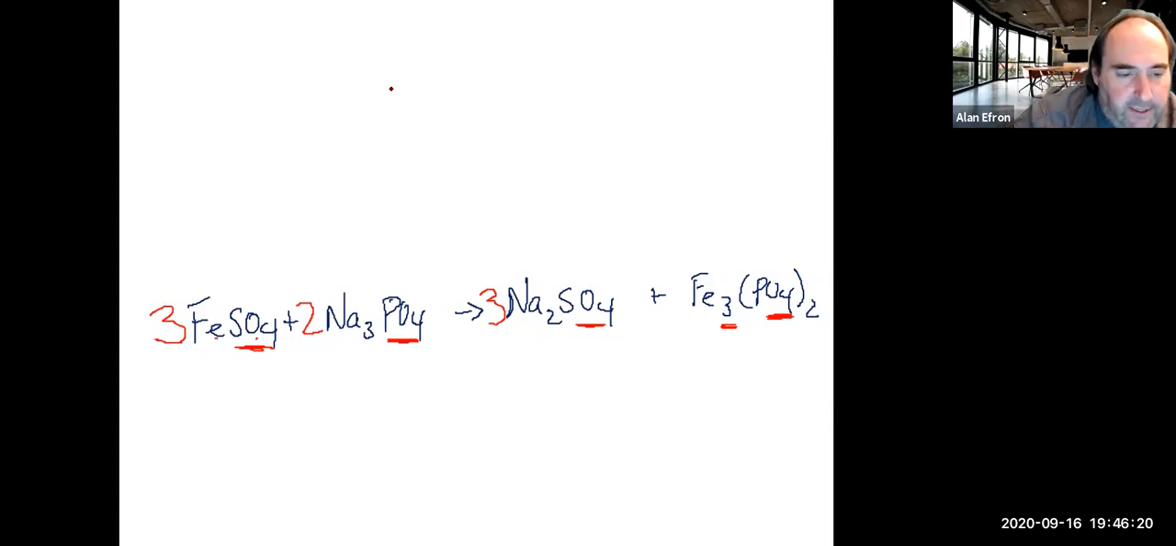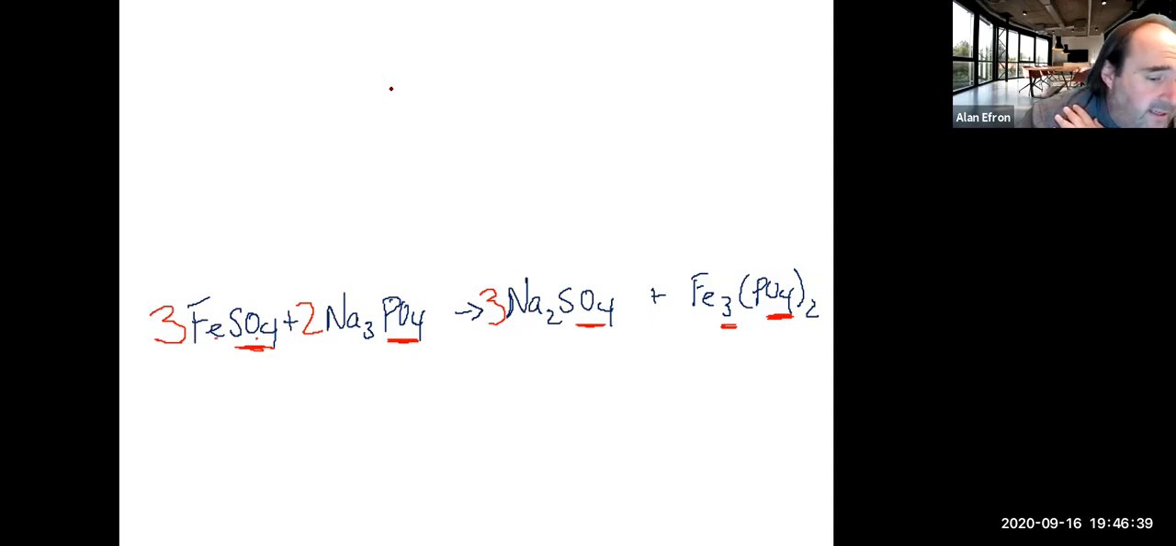So the key is you want to have all whole numbers, and they need to be the simplest set of whole numbers. How you get there is your call. Most people do some type of trial and error, kind of change this guy, change this guy. If you find yourself having to erase a lot of coefficients, something is probably not right along the way.